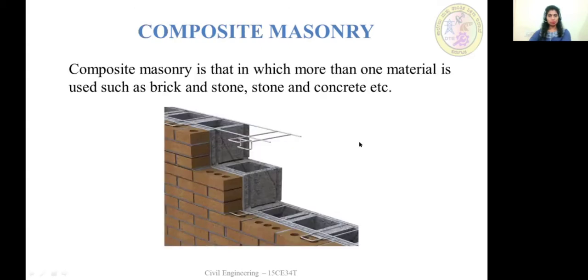Next, composite masonry. As the name composite suggests, it involves more than one material, which means composite masonry is that in which more than one material is used. We can use brick and stone, or we can use stone and concrete, etc.